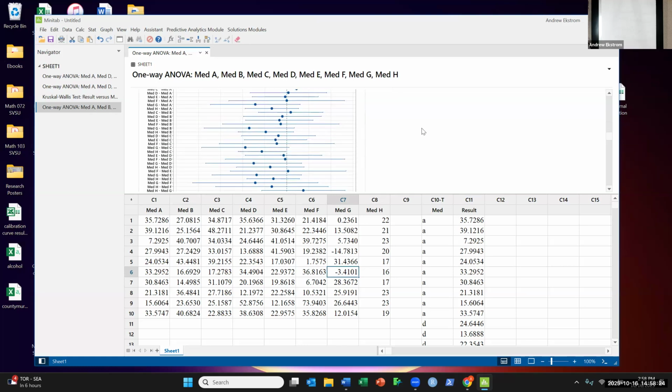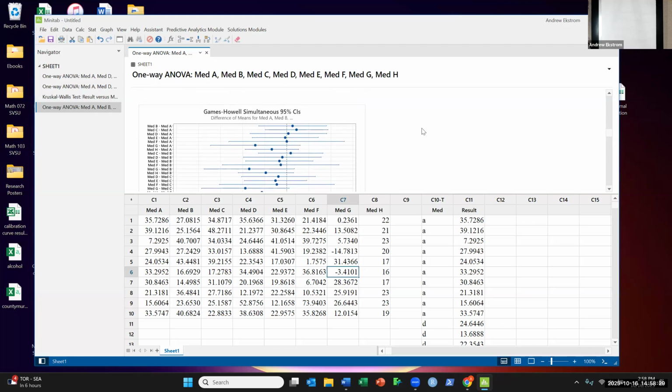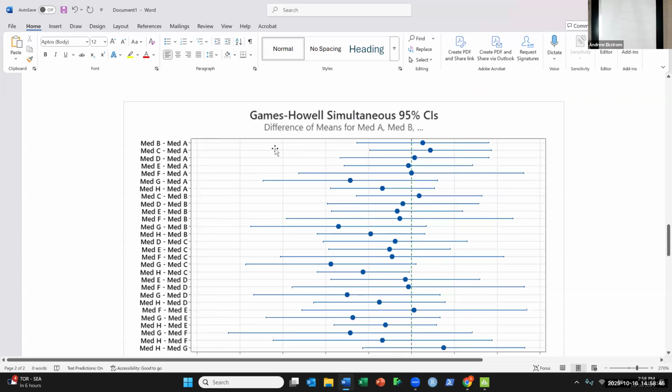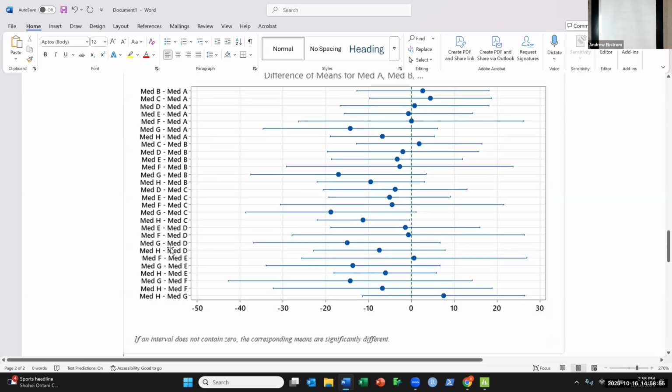We go to the next thing here. Dear God, does that look like a lot to anyone? So let's open this up in Word so we can see this a little bit better. So we can see that we are now looking at literally every single comparison. So AB, AC, AD, AE, AF, AG, AH, BC, BD, and so on, all the way down.